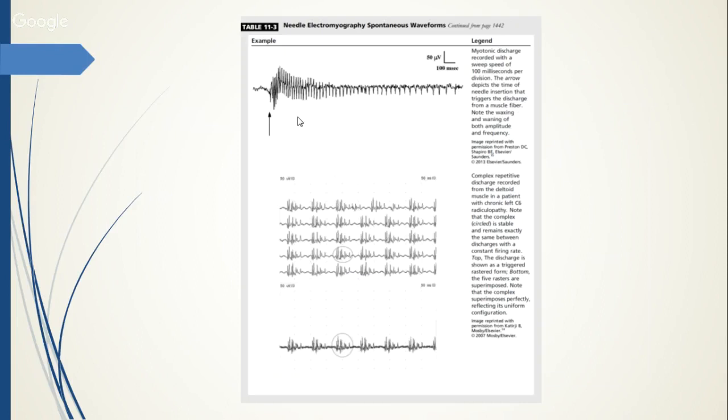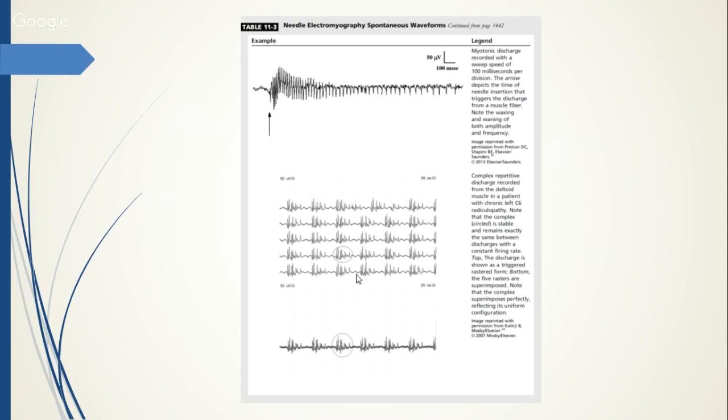They call it the diving bomber. It's like a crescendo, decrescendo, and you'll hear it from beginning to end, which is different from a CRD, a complex repetitive discharge, where it'll just come and go without any warning. There's no change in the sound. And again, the importance of this is recognizing the discharge so you can make a clinical correlation with that.